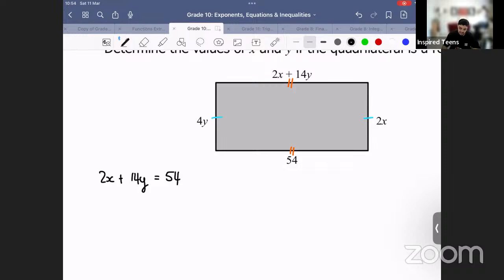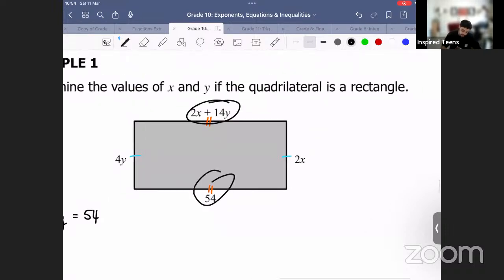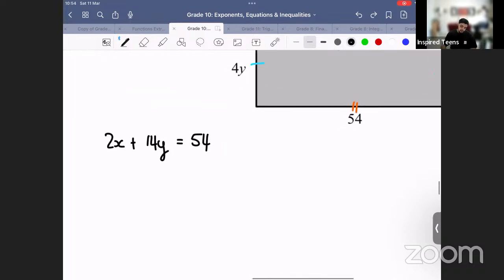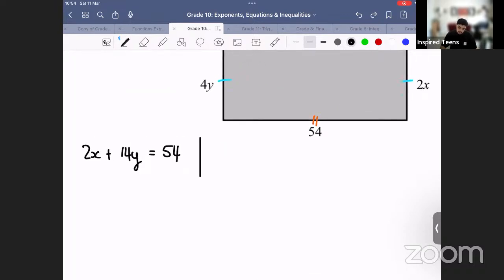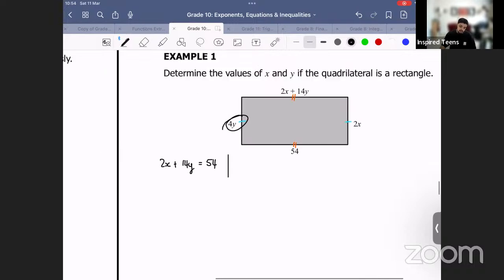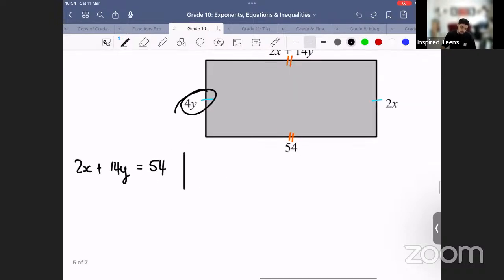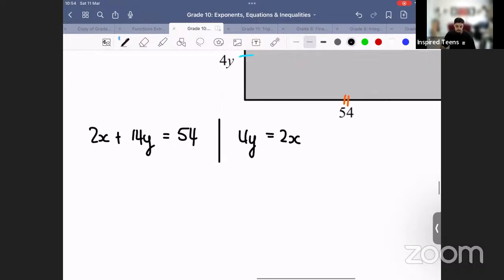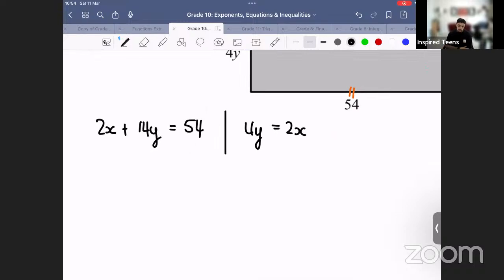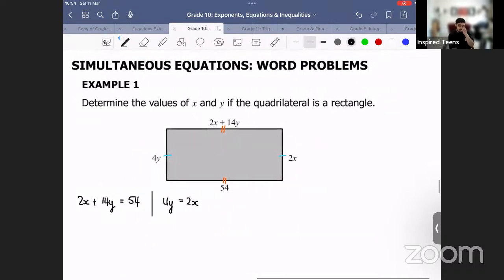Why do I know that? Because it's a rectangle and opposite sides are equal. This side says it's 54, that side says it's 2x plus 14y. So they have to be equal. Then I can also say that 4y is equal to 2x. I know that for sure. 4y is equal to 2x. So now I have two equations, two unknowns. I will utilize simultaneous equations. So that's the usage of simultaneous equations applied in word problems.